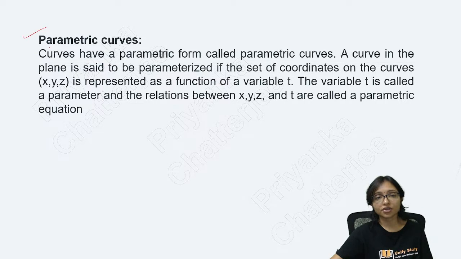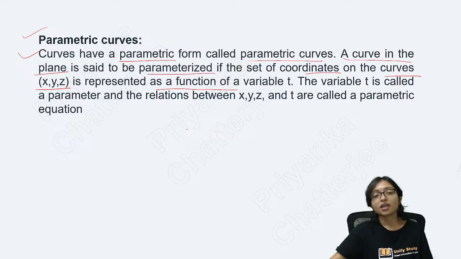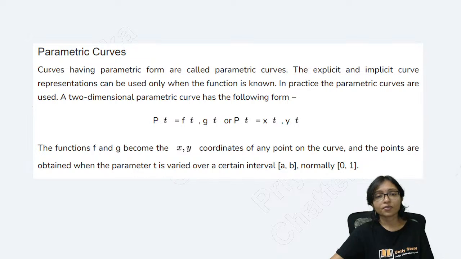Another one is the parametric curve. A curve having a parametric form is called a parametric curve, meaning you are passing some parameter. A curve in the plane is said to be parameterized if the set of coordinates of the curve x, y, z is represented as a function. You can pass the values of x, y, z as a parameter. That's why the name is parametric curve. As you can see, a curve having a parametric form is called the parametric curve.